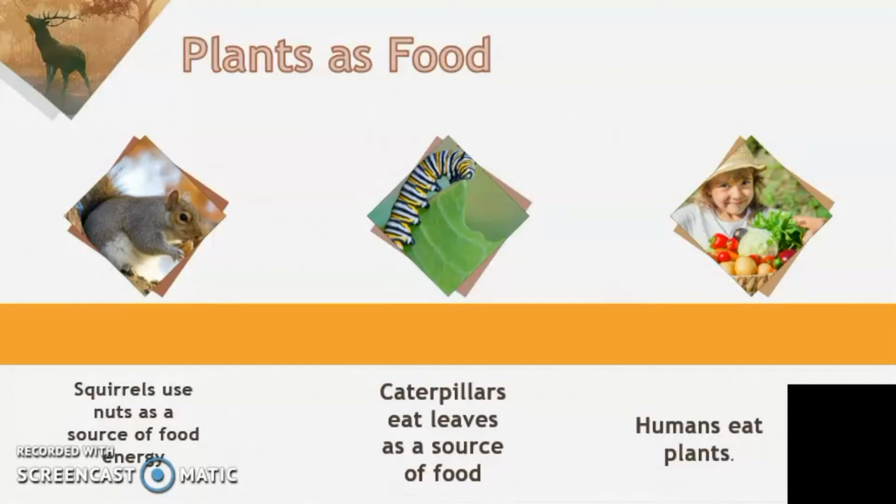Plants as food. Note that every part of a plant is edible for both humans and animals. For instance, squirrels use nuts as a source of food and energy. Caterpillars eat leaves as a source of food. Humans also eat plants.